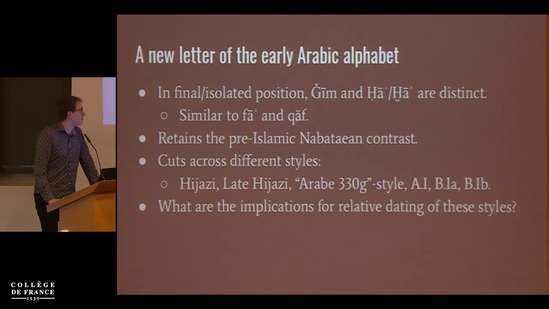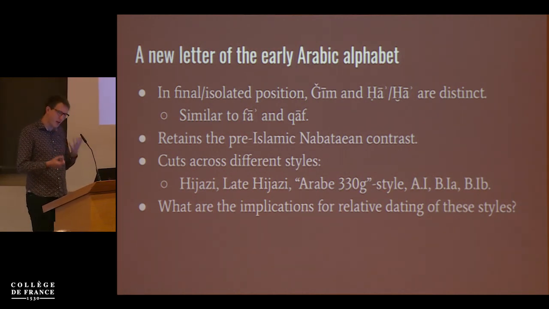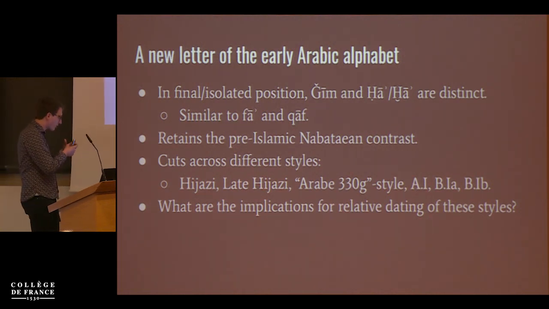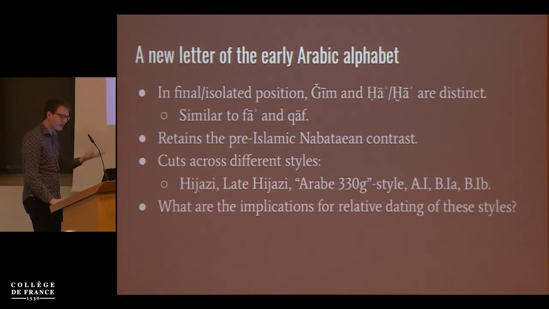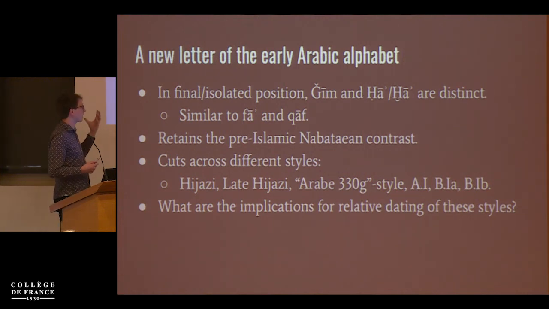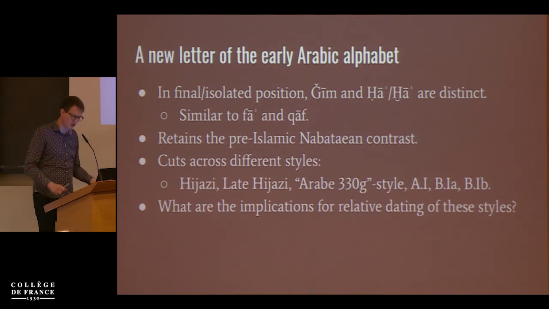A1, B1A, B1B. All of these are clearly early styles, and all of these styles also have forms that don't have this contrast. So they seem to have a kind of chronological development from having this contrast to losing this contrast. What are the implications for the relative datings of these styles? That is something I'm kind of wondering about. If all these styles, which are quite distinct and are usually thought to be at least somewhat apart chronologically, might overlap much more with each other than previously thought, this might be an indication of that.